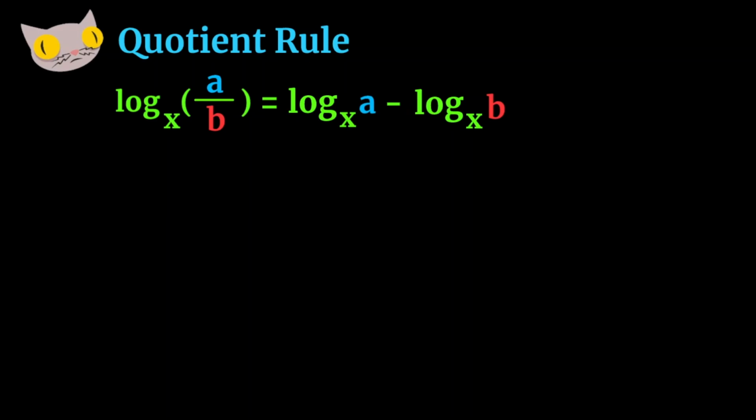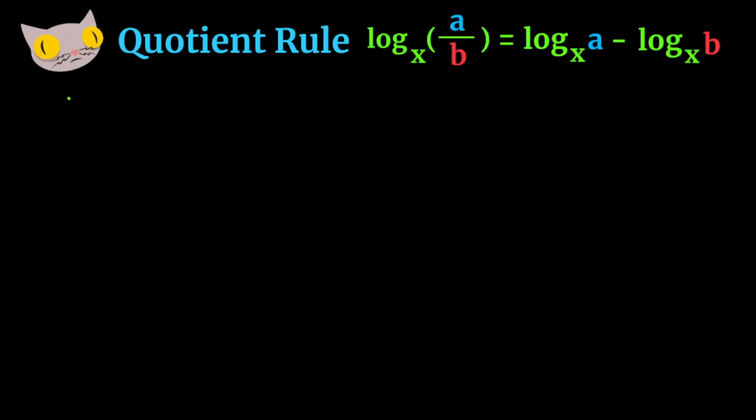So this one's similar to the product rule, except we have log base x of our a variable divided by our b variable. That's just going to be equal to log base x of a minus log base x of b. Now in proving it, let's say that we have some number m that's equal to log base x of a, and we'll have some number n is equal to log base x of b. Now, just like before, we'll express each of these in its equivalent exponential equation, where we have x raised to the m power is a and x raised to the n power is b.